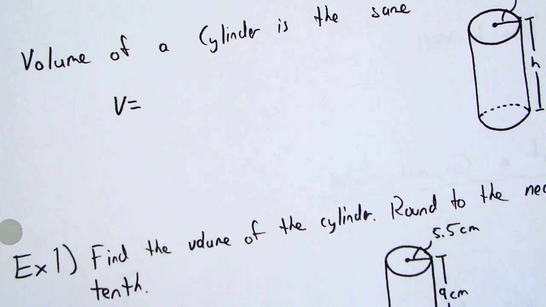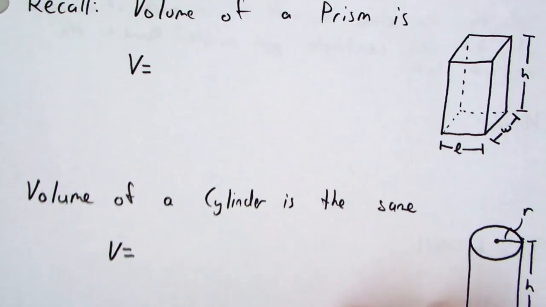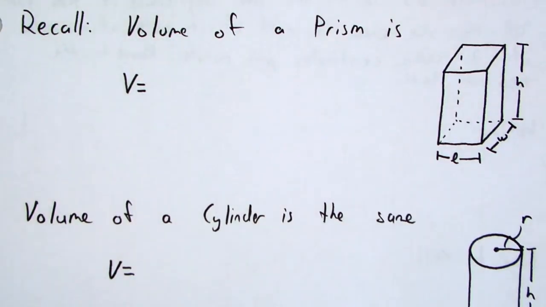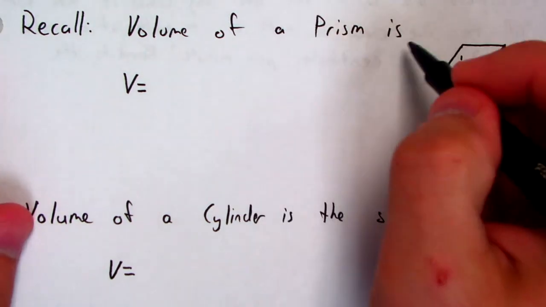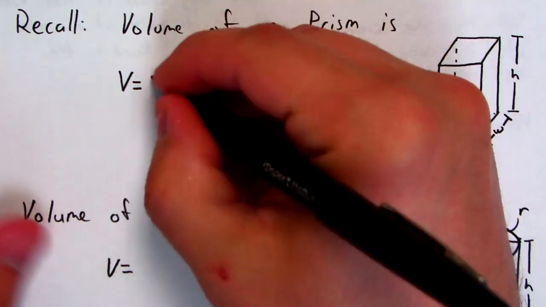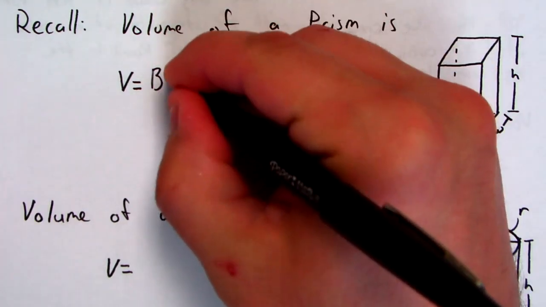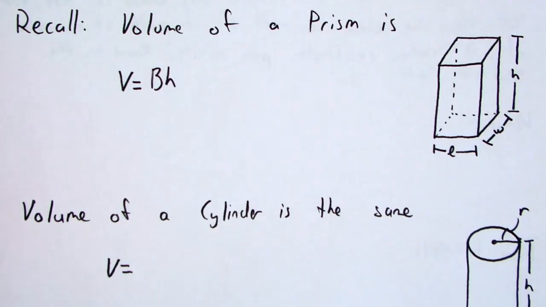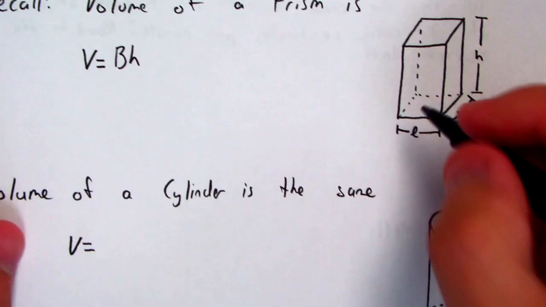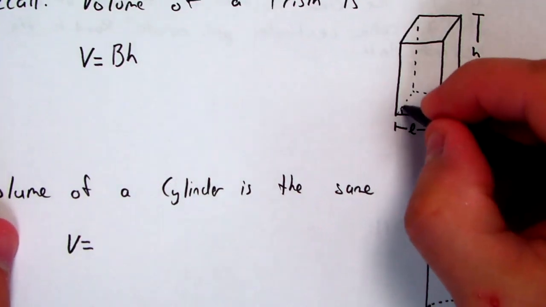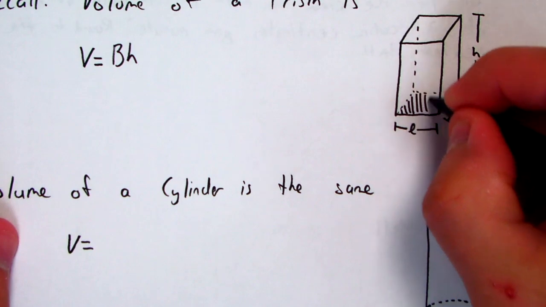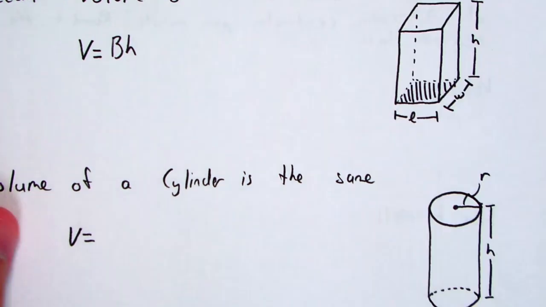All right, today we're going to be talking about Chapter 8, Lesson 1. This is all about volume of cylinders. So if you recall from last year, with the volume of a prism, the volume of the prism was the area of the base times the height. And in this case on the rectangular prism here, this right here was the base.